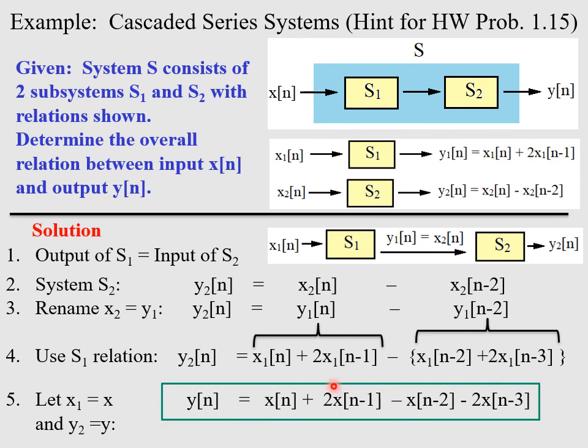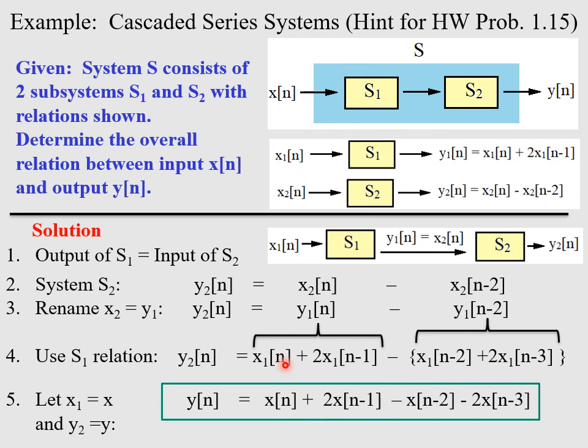And then finally, also the output here, y2 of n, which is what's coming out of the whole thing here, let's just rename that y. And then also we can combine all these terms. Remember there's brackets around here, so this minus sign gets distributed into both of these terms. But we can now collect terms.